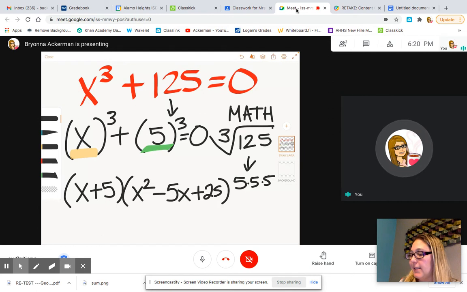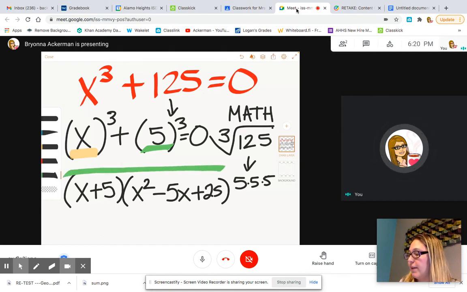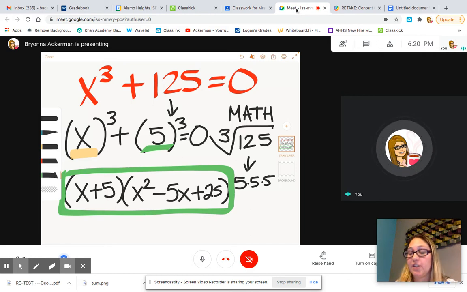If all it's asking for is to factor, you'd be done. This would be your factoring right here. If you have to solve, you would set each of those equal to 0. This one's kind of easy. X plus 5 equals 0.